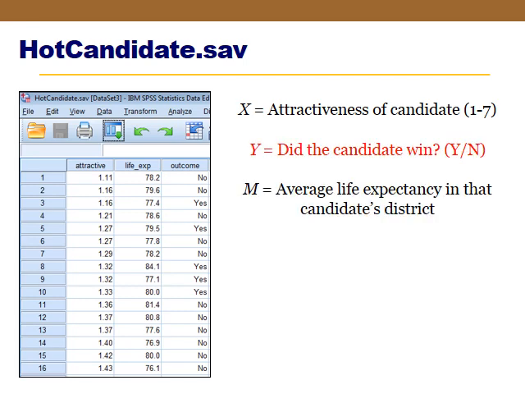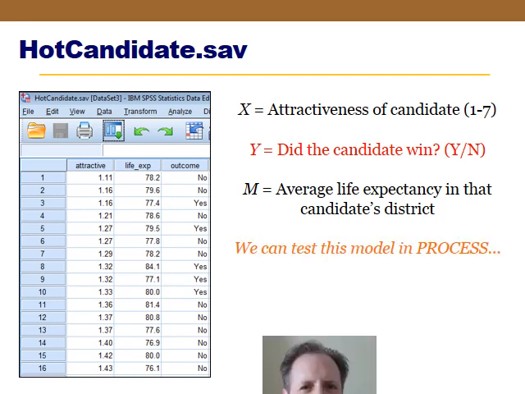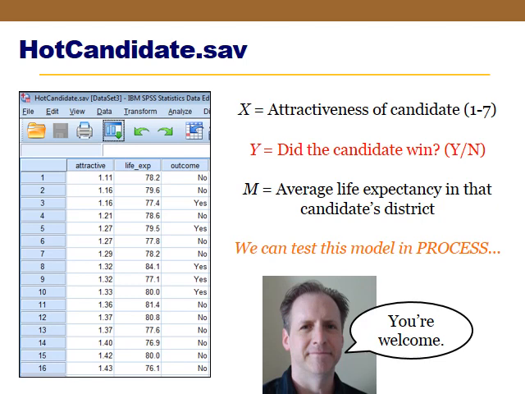Now, this is unlike the examples that we've done in the past couple weeks, the key difference being that now our outcome is binary. But the good news is that we can test this model in Process anyway. Process will automatically detect the fact that our outcome is binary, and it will know that it needs to use logistic regression instead of ordinary regression to test this model.